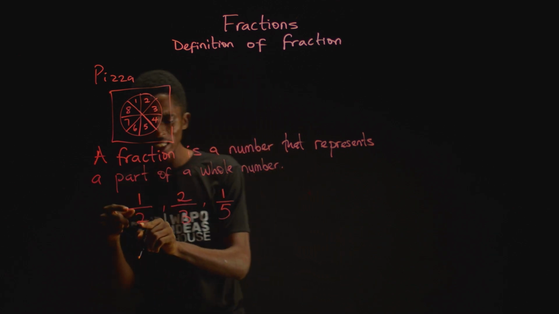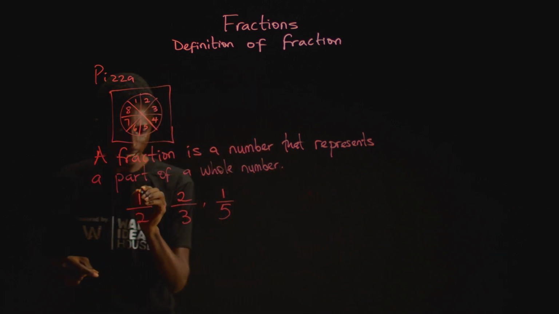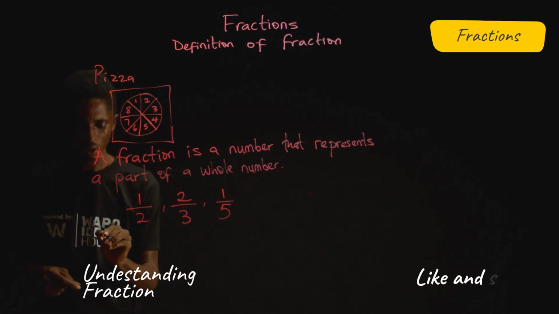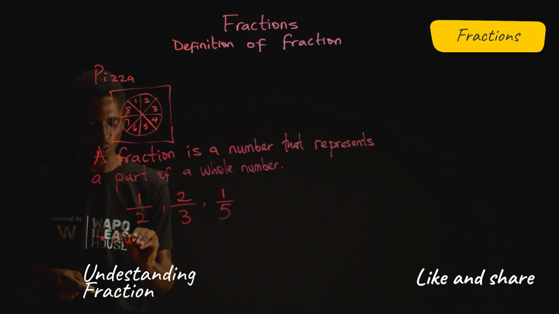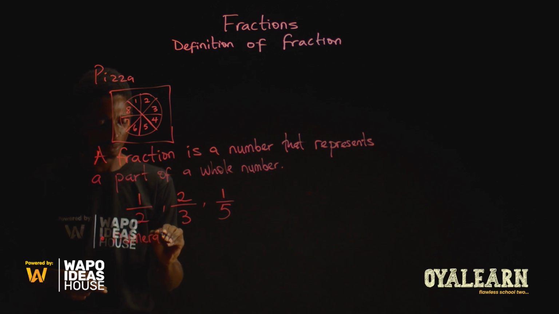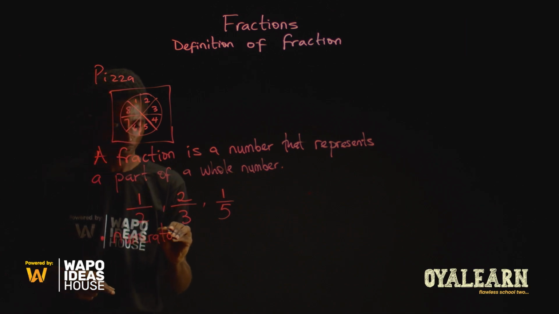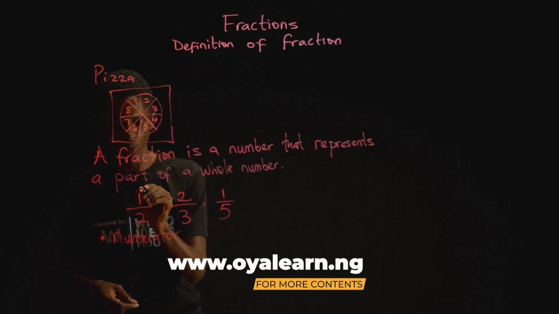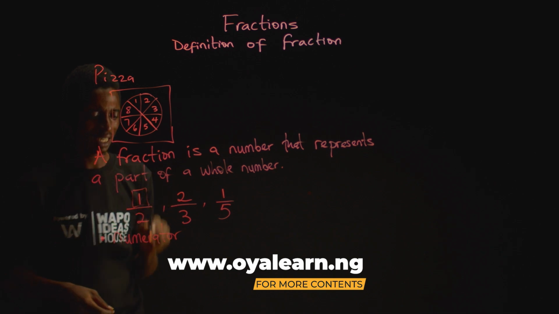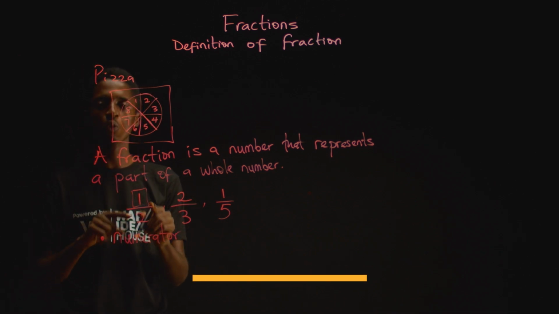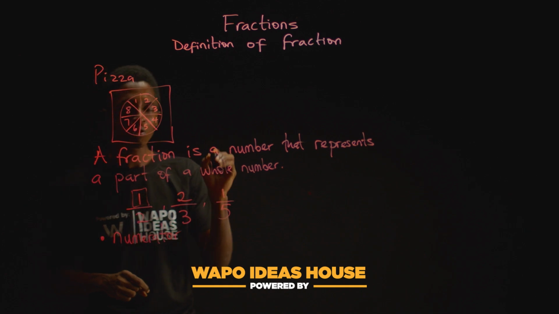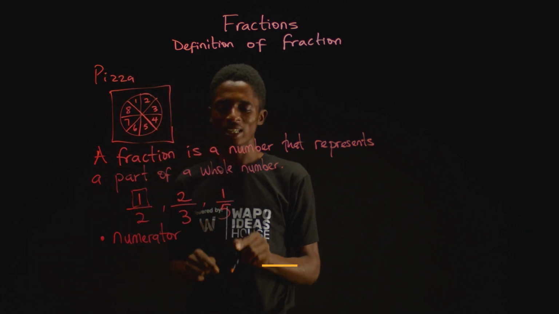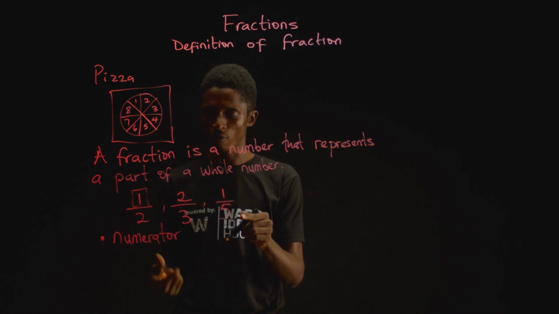Now, what do each of these numbers mean? In the case of 1, the number that is written at the top here, we have what we know as the numerator. At the top of every fraction, you have what we know as the numerator. That is, 1 in this case is the numerator in the fraction 1 over 2. 2 is the numerator in 2 over 3. 1 is the numerator in 1 over 5.